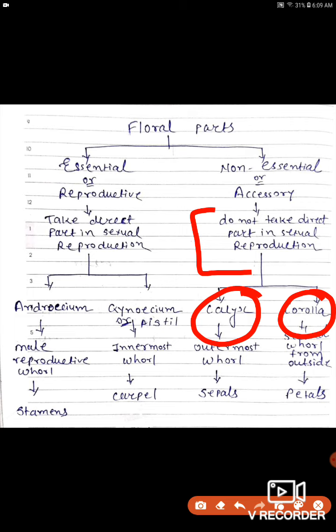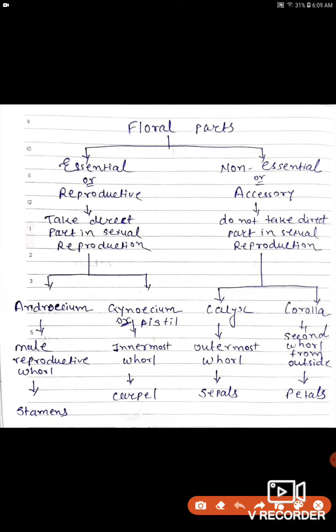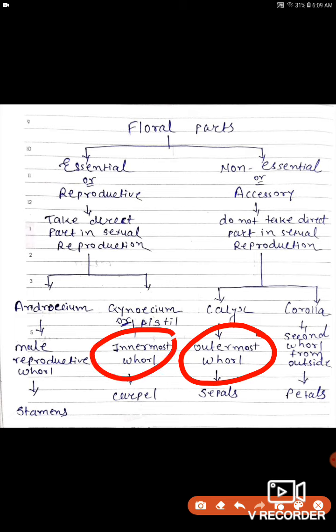What are the reproductive parts? That take part in sexual reproduction directly. What are they? Androecium and gynoecium. Gynoecium is also called pistil. Now, calyx is called the outermost whorl and gynoecium is called the innermost whorl.